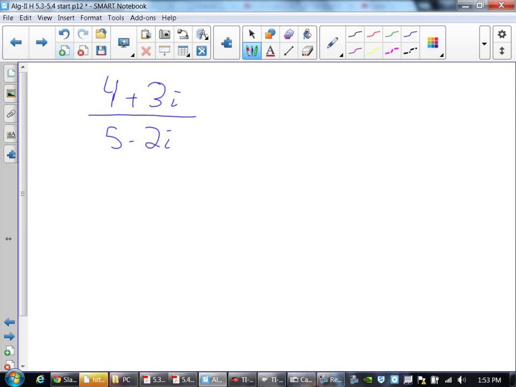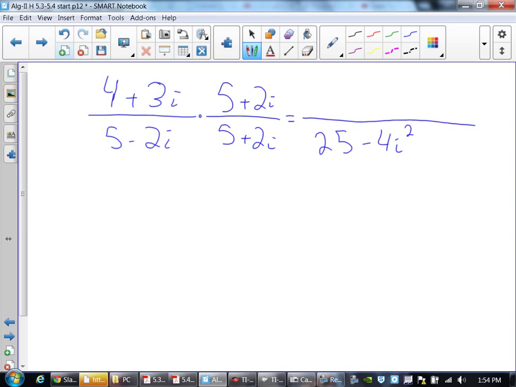I have 4 plus 3i over 5 minus 2i. What do you multiply top and bottom by? 5 plus 2i. It is multiplying by its conjugate. Okay. We're going to go ahead and FOIL this out. I know the denominator is going to be 25 minus 4i squared. It's very straightforward. The top is going to be a little bit more work. Let's see, 20.